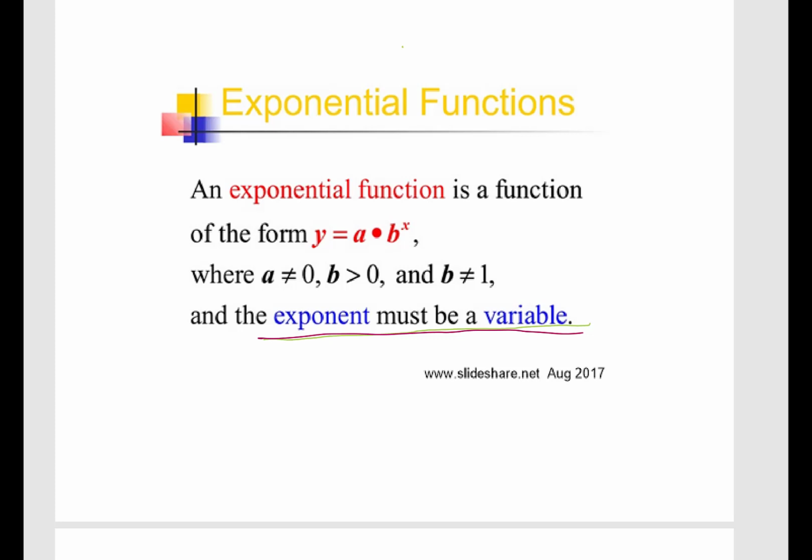Right? And that's important to understand because we've dealt with functions before where we've had exponents. In a quadratic function, we've seen x squared in the function, right? So there's an exponent, but notice that in that example, the variable was the base, but now we're looking for the exponent to be the variable. So that's going to be the difference with these functions.